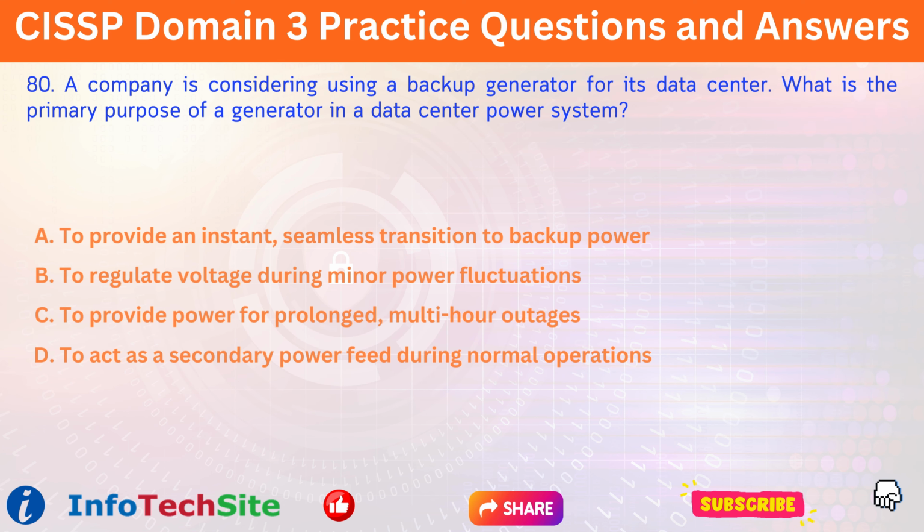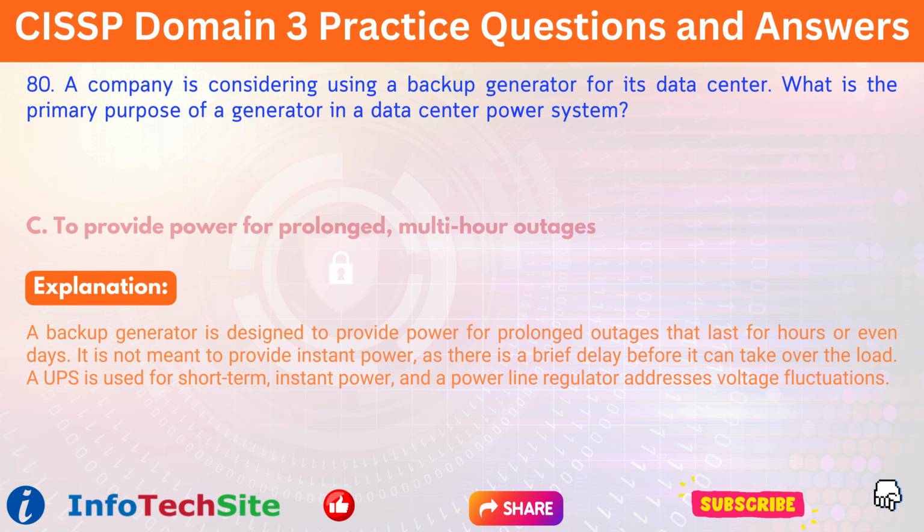80. A company is considering using a backup generator for its data center. What is the primary purpose of a generator in a data center power system? A. To provide an instant, seamless transition to backup power. B. To regulate voltage during minor power fluctuations. C. To provide power for prolonged, multi-hour outages. D. To act as a secondary power feed during normal operations. The correct answer is C. To provide power for prolonged, multi-hour outages.